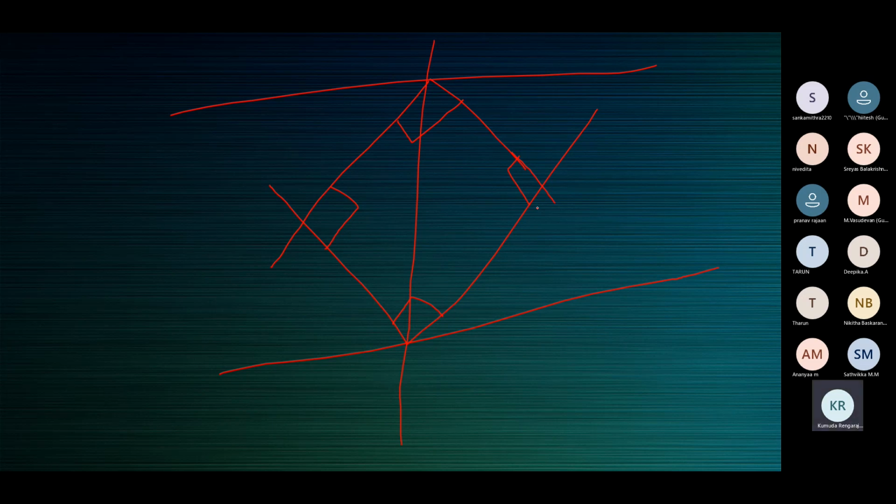So you can choose any one angle. I'll choose this one. The procedure to prove this angle is 90 is the same as for this one.